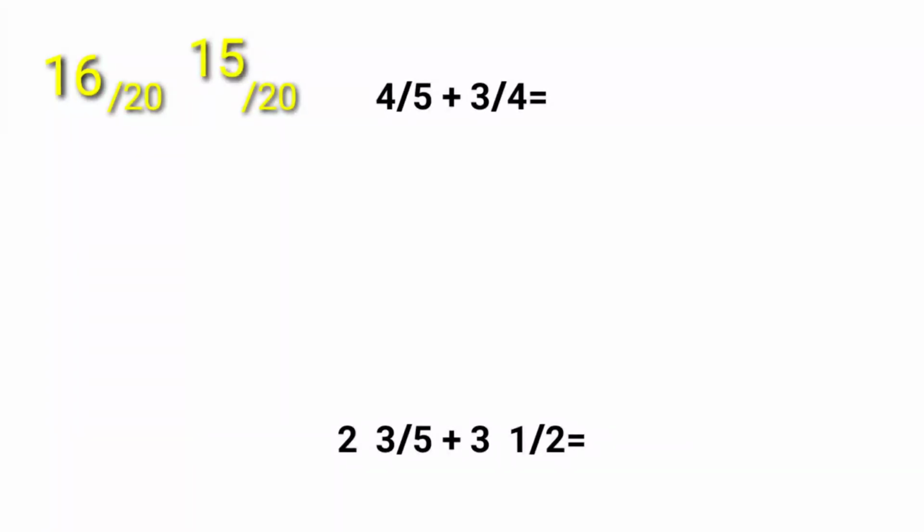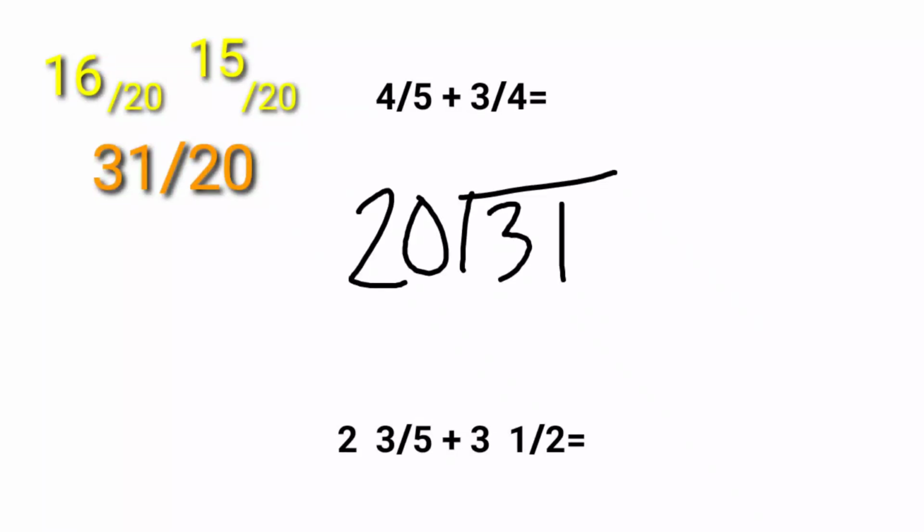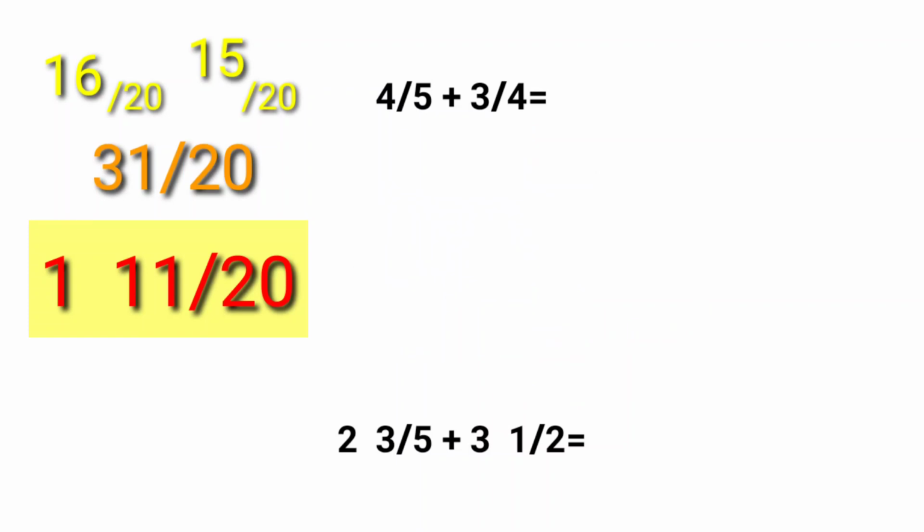Then, i-add na natin yung kanyang numerator. 16 plus 15 is equals to 31. And then, copy lang natin yung ating denominator. So, again, ang ating nakuhang sagot is an improper fraction. Kaya, iti-change natin siya into mixed number. Divide natin siya. 31 divided by 20. May makukuha tayong isang 20. And then, lagay uli natin 1 times 20 sa ilalim ng 31. Then, subtract. 31 minus 20 is 11. Our final answer is 1 and 11 over 20.